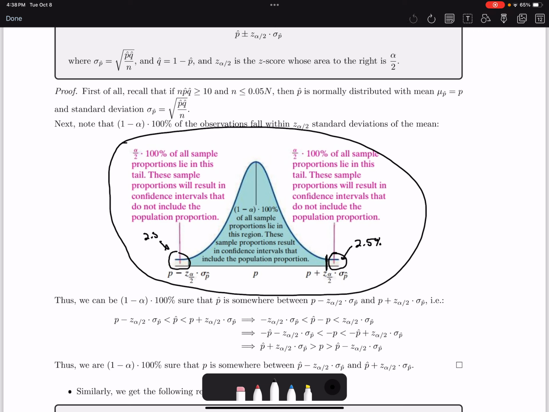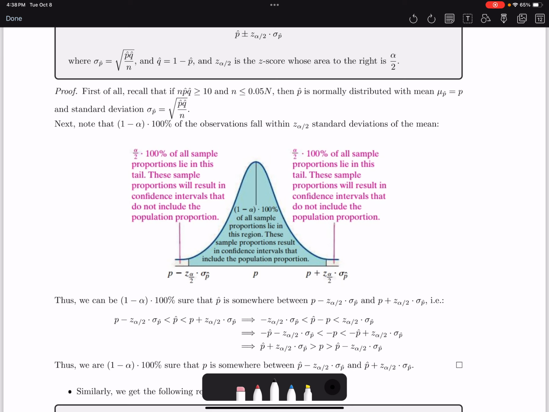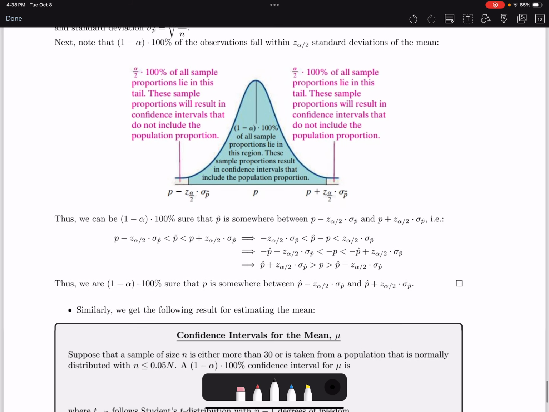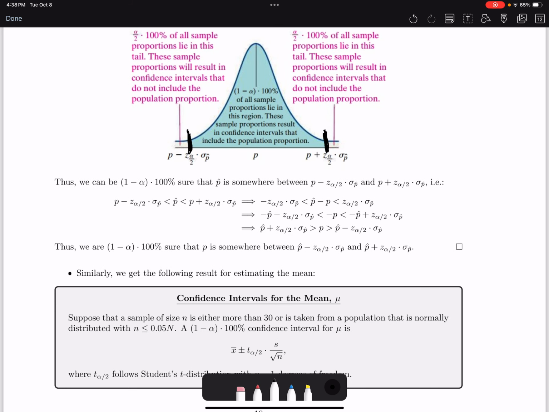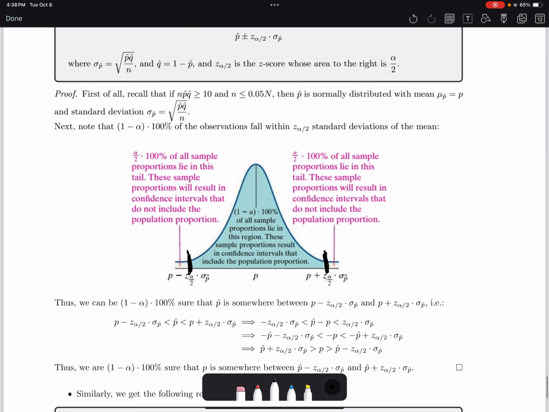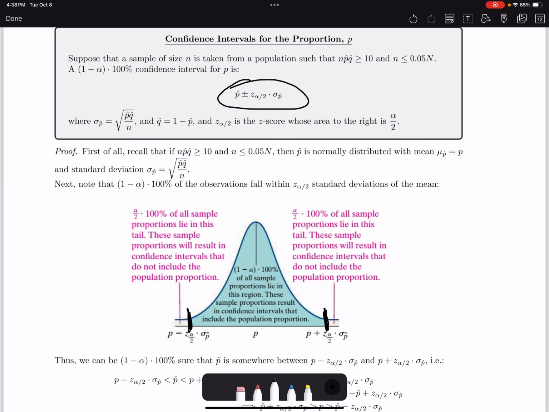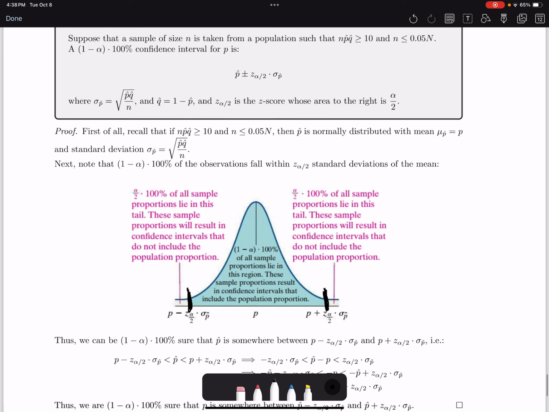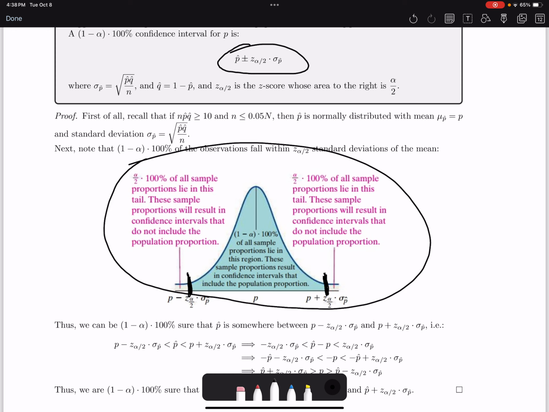This is true regardless of our choice of alpha. Okay? So it's always going to be the case that if we can find this z sub alpha over 2 marker, then 1 minus alpha times 100% of the values are going to be between those markers. Anyway, the rest of it is just some algebra, but that's the idea. Okay, so this is what the calculators at Art of Stat are doing to calculate our confidence intervals, and this, in a nutshell, is why.